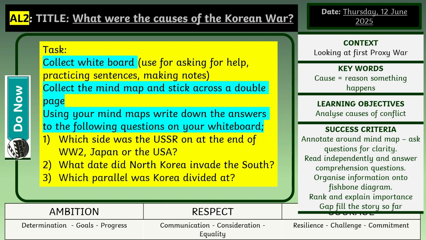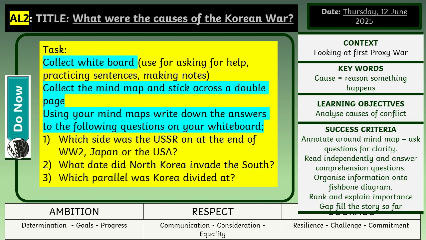Once you've worked out which page you're sticking things on, you've got those 3 questions. So I'll just explain a little bit about what this lesson is about. So we looked at the overview last lesson. We looked at the Cold War, that ideological conflict between America, the USA, and the USSR, and that they're both trying to power grab to rule the world. Today, we're looking at the cause then of our first proxy war. Cause is just the reason something happens.